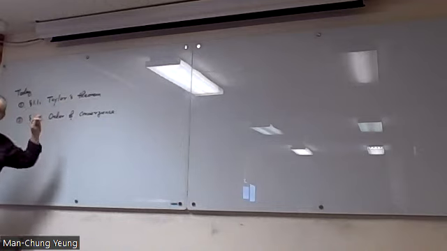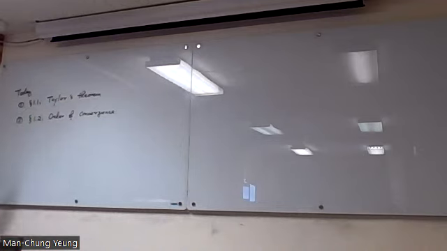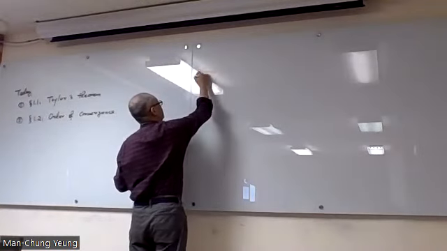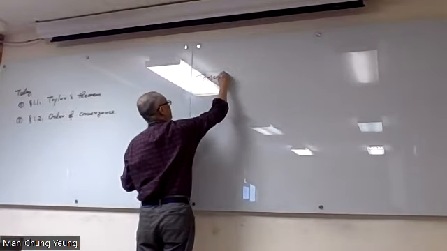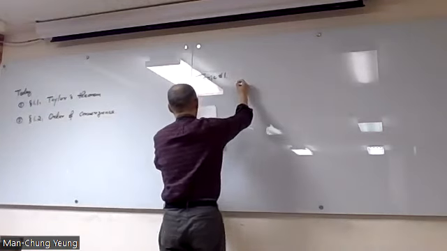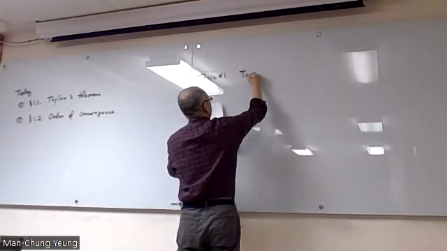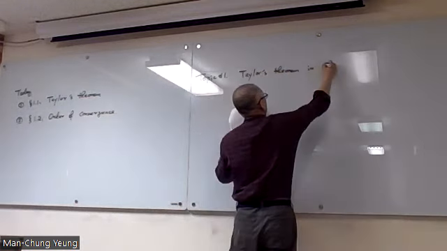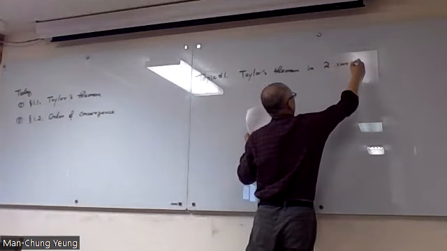I continue with section 1.1, then section 1.2. Taylor's theorem in more than one variable. Taylor's theorem in two variables.